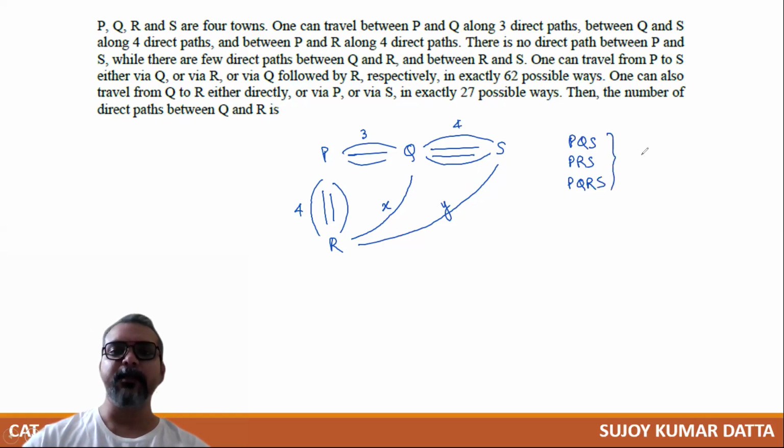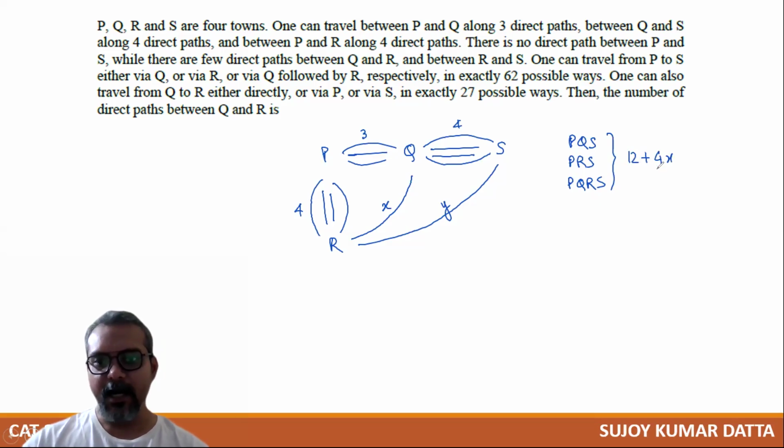So the number of ways: PQS would be 3 times 4, 12 combinations. PRS would be 4 ways from P to R and then RS, so 4y combinations. And PQRS, so that is 3 times QR, which is x, then RS, which is y. So 3xy, and that's 62. So we get 4y plus 3xy to be 50.